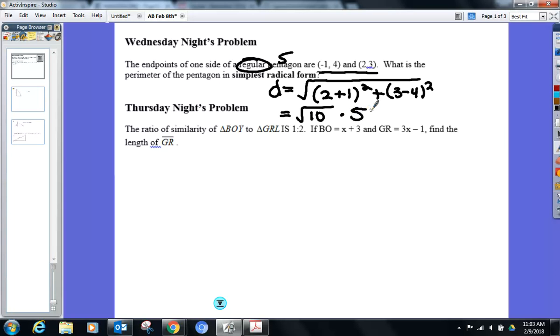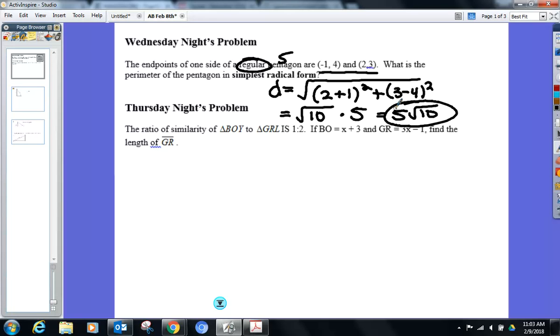And I can't multiply it. One's underneath the radical, one's not. So I'm just leaving it as 5 square root of 10 as your perimeter. Go ahead, ask any questions. Thank you, Kate. Ask any questions here. Distance formula, 5 sides, all the same. So I multiplied it by 5, 5 radical 10.